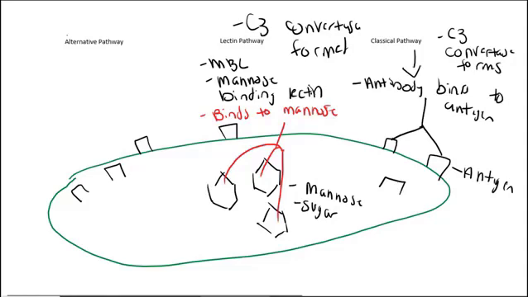The last pathway is the alternative pathway. This happens all the time in your bloodstream. There's a little bit of C3b, complement protein 3 subunit B, floating around.